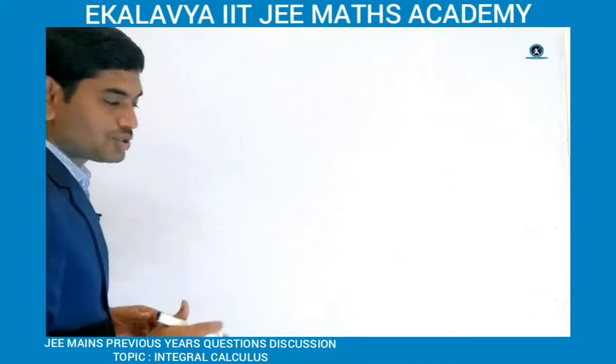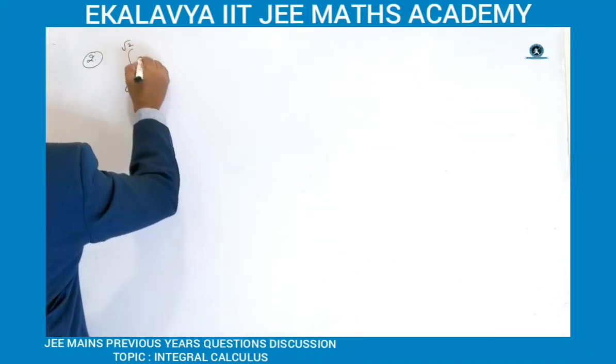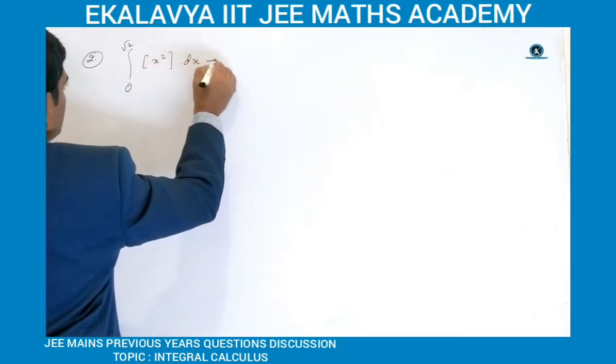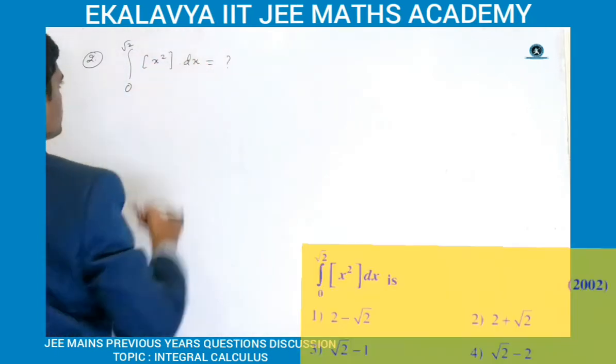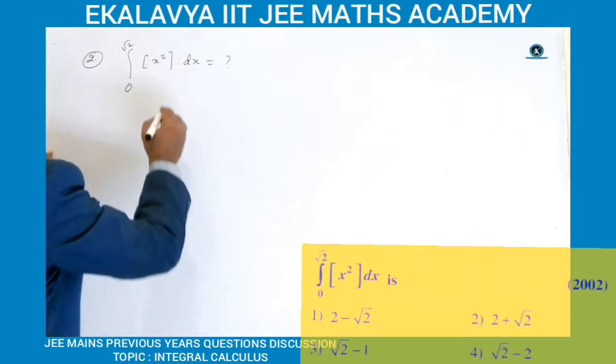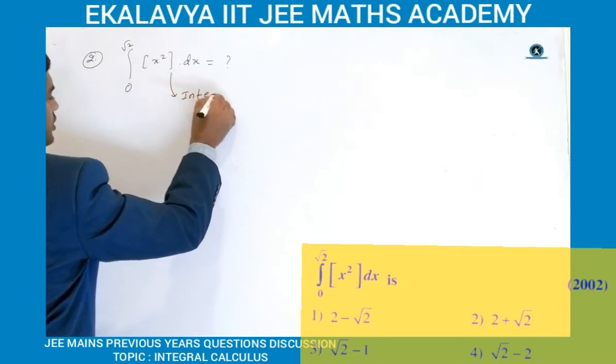The second question is integration of 0 to root 2 step x square dx is equal to dash. So this is called step function or integral part function.